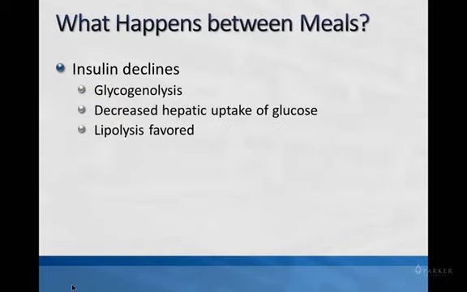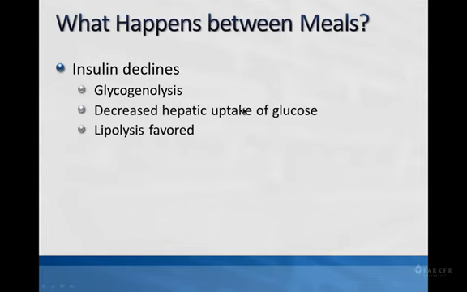So what happens when you haven't eaten in a while? We're talking about things that happen shortly after you've eaten. Insulin levels went up. Now it's been a few hours after you've eaten. Your insulin levels are going to start to go down. So you want to break down some glycogen because you need to maintain blood sugar levels.